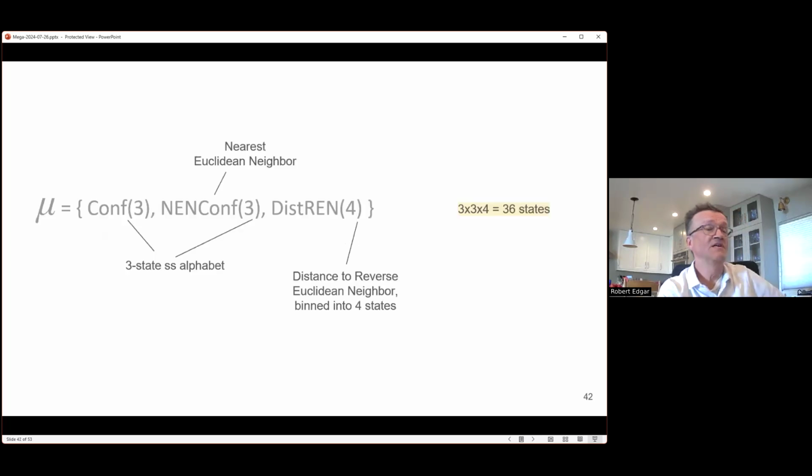What is mu? It's actually made of 3 smaller component alphabets, which are basically the secondary structure of the residue, the secondary structure of the nearest neighbor. So this is kind of like in Foldseek, except we've explicitly factored out those 2 terms. And then there's the distance to the reverse Euclidean neighbor. So it's saying, okay, where's the Foldseek nearest neighbor? Go down the chain in the opposite direction. What's the nearest neighbor now? And so for whatever reason, this alphabet keeps popping out. So there's something special about it.